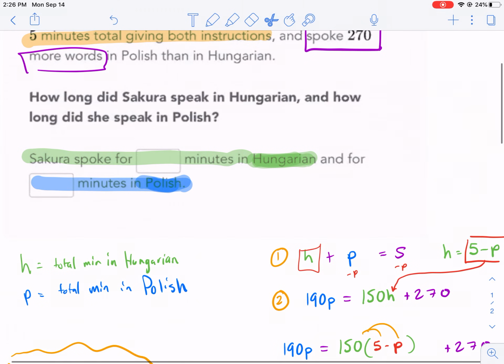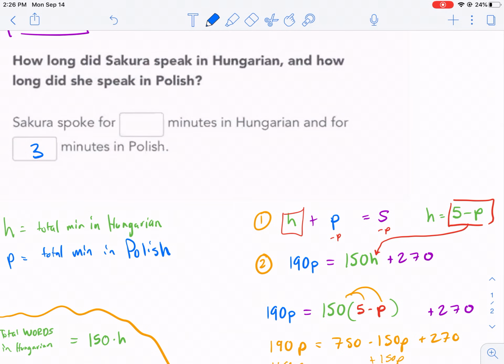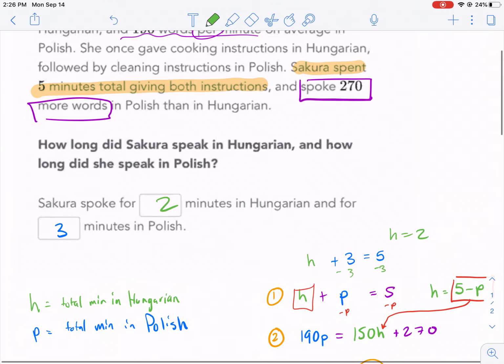Okay, so we can go ahead and write in here, we know that the number of minutes speaking Polish was 3. And now finding the Hungarian words is very simple, because we have the equation. This first equation, we can plug it into either one, but the first one's an obvious choice, equals 5 plus h. So something plus 3 equals 5. We subtract 3. Okay, clearly h equals 2. So we have 2 minutes on Hungarian, 3 minutes in Polish.